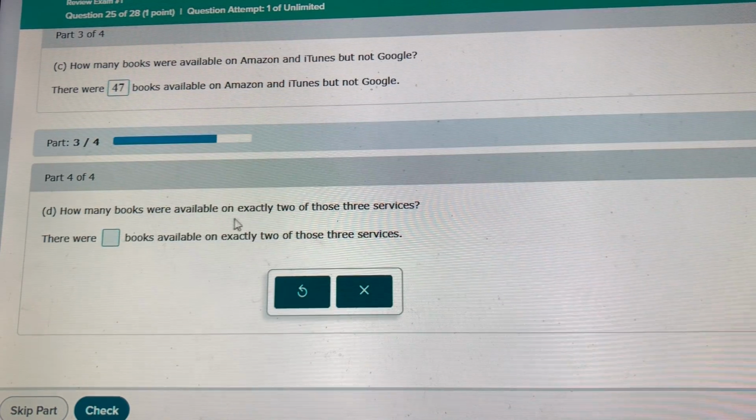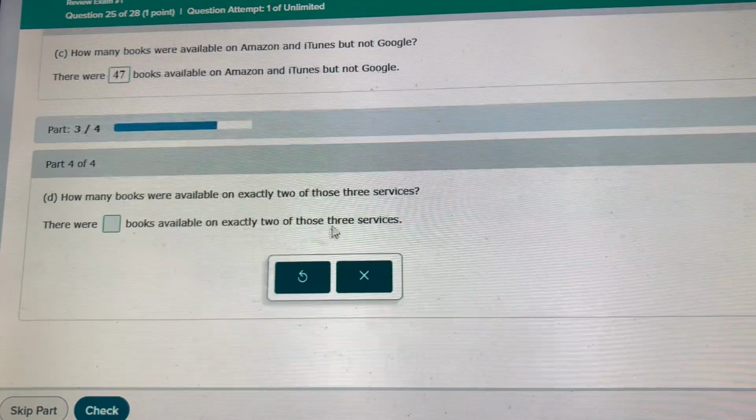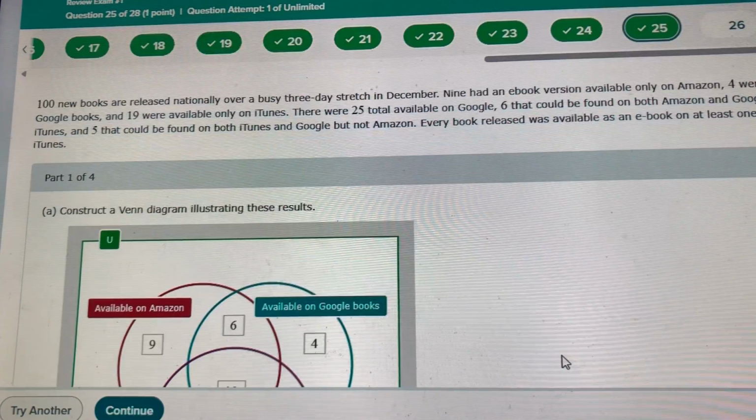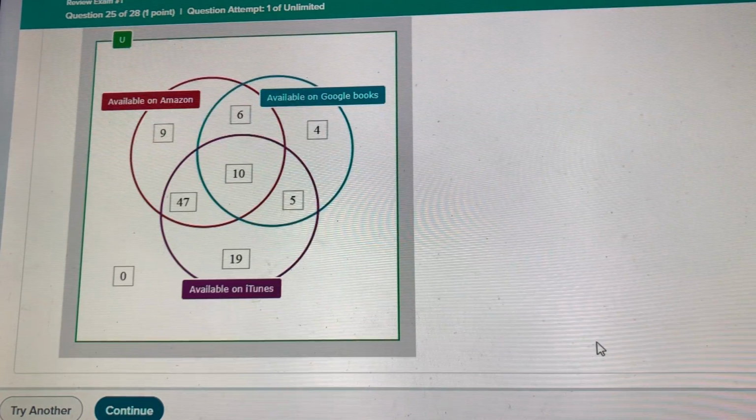How many books were available in exactly 2? Exactly 2 are this 6 right here, this 5, and this 47. Those three that are in 2 circles at a time, but not all three. 47 plus 5 is 52, plus 6 is 58. So one of two ways these problems usually happen. Usually they start you with the innermost one and then you work your way out until there's one box left. Or they kind of work outside in is the other way.